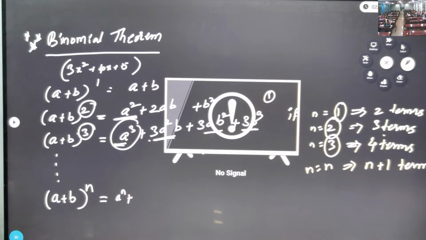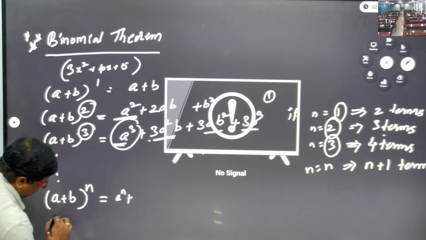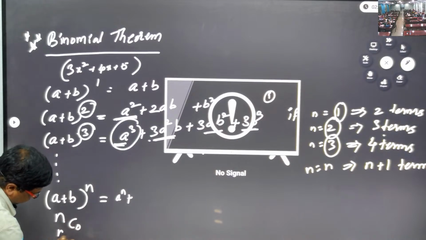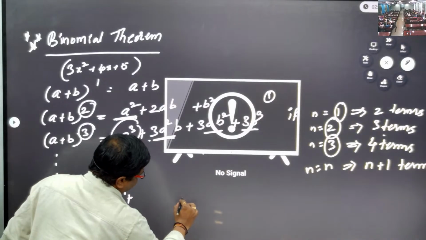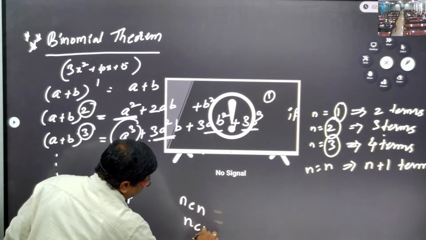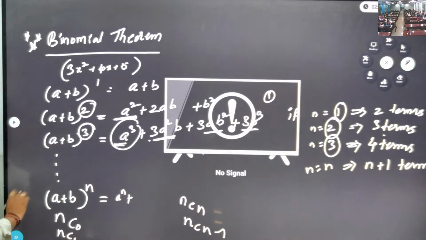Come in the reverse order. So if you are going to write NC0, then NC1, and if you want to go up to NCN minus 1, which one will give us the NC naught value? NC naught value, which one will give us the NC naught value? Question is clear?